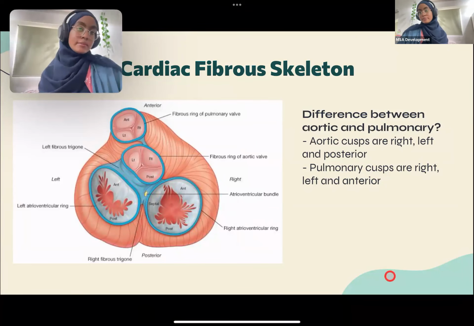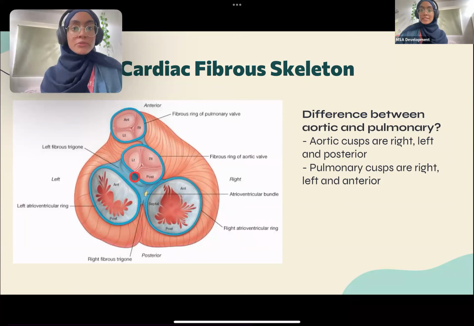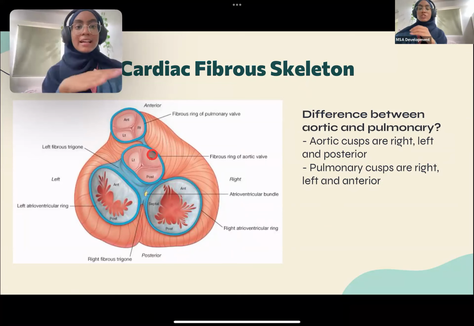Cardiac fibrous skeleton. So, the fibrous skeleton forms rings around the valves. So this is the fibrous ring of the aortic valve, fibrous ring of the pulmonary valve, left atrioventricular ring, and right atrioventricular ring. And what else does it do other than forming rings? The cusps basically attach to this fibrous skeleton.